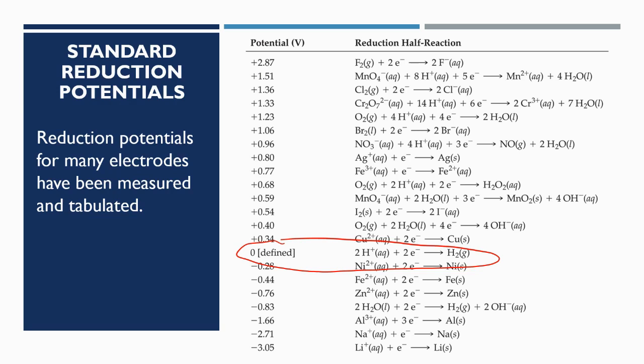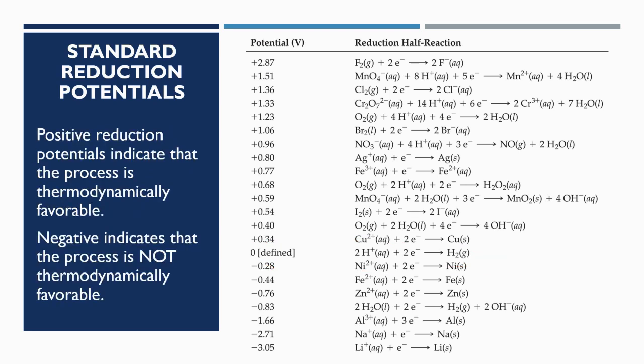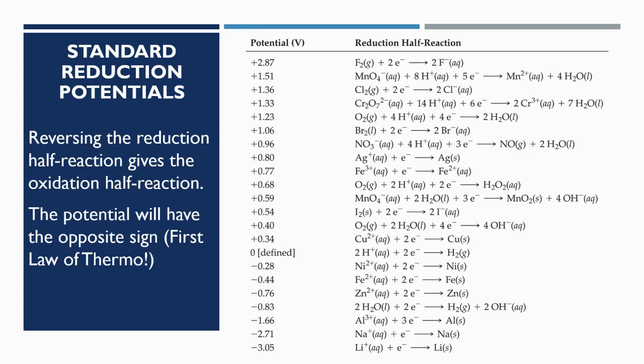You'll notice that there are some substances below hydrogen on this table that have negative voltages. And that means that these are non-spontaneous half reactions. They do not happen spontaneously on their own because they don't gain electrons spontaneously. They could occur if they are paired with another half reaction that has a very high potential, a very high voltage. And we'll talk a little bit more about that in a couple of minutes. So again, positive reduction potentials indicate that the process is thermodynamically favorable. Negative reduction potentials indicate that the process is not thermodynamically favorable.